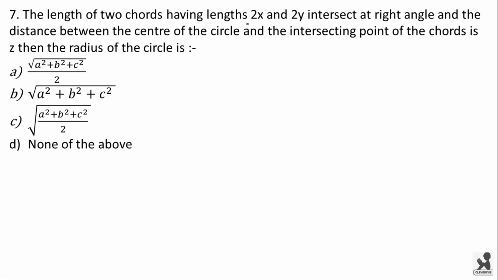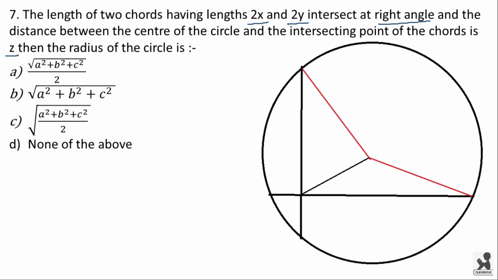The lengths of two chords, 2x and 2y, intersect at right angle, and the distance between the center of the circle and the intersecting point of the chords is z. The radius of the circle is asked. Now let us draw the figure. Here you have two chords which have lengths 2x and 2y, and they intersect at right angle, so this is 90 degrees. And the distance between the center of the circle and the intersecting point of the chords is z. So this length is given z.